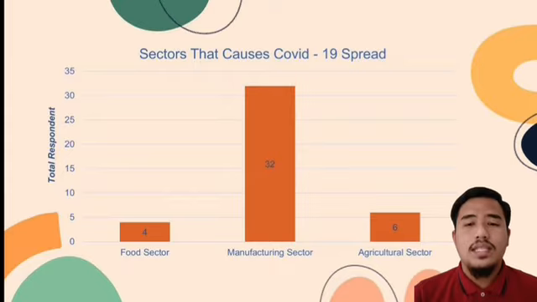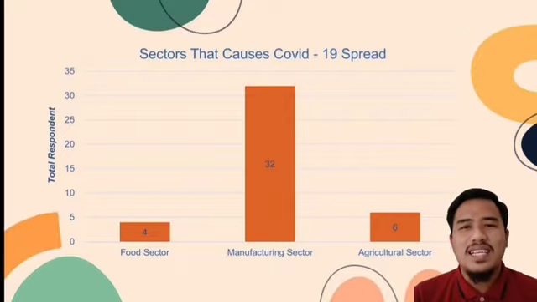The bar graph shows the sectors that cause COVID-19 to spread: the food sector, manufacturing sector and agriculture sector. From the data collected, we could see that the manufacturing sector is the sector that can spread COVID-19 the most among people. The manufacturing sector got the highest choice by participants, with a total of 32 respondents. After that, the food sector is the lowest choice with a total of 4 respondents. In addition, it means that the food sector is a low cause for COVID-19 to spread among people, while the agriculture sector is in between. That's all for me. We will go to the next presenter. Thank you.